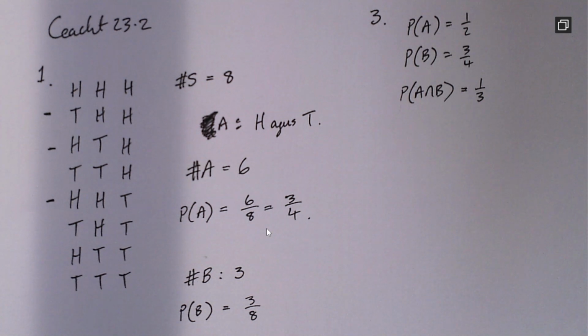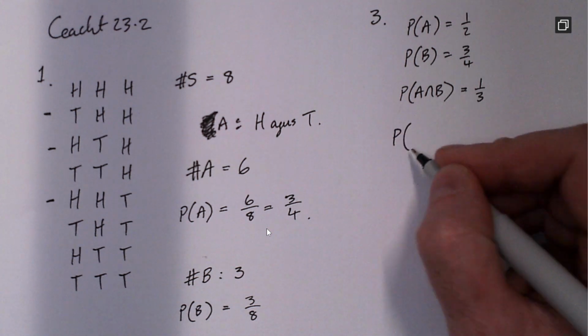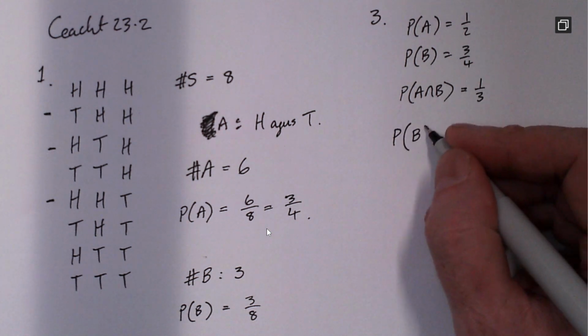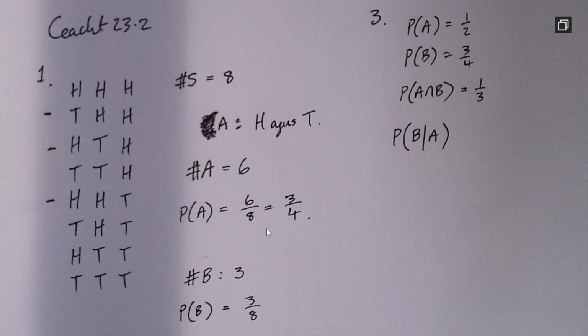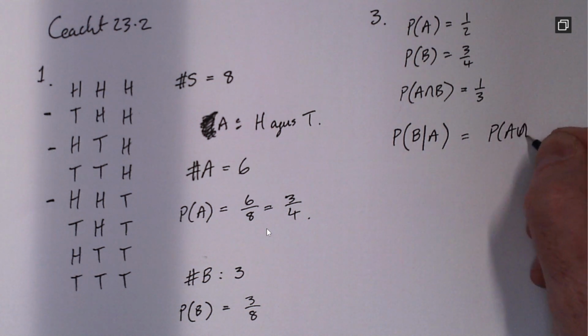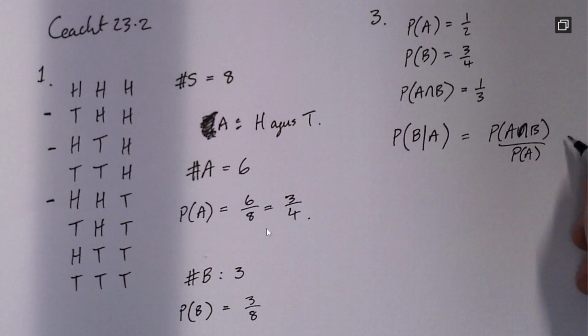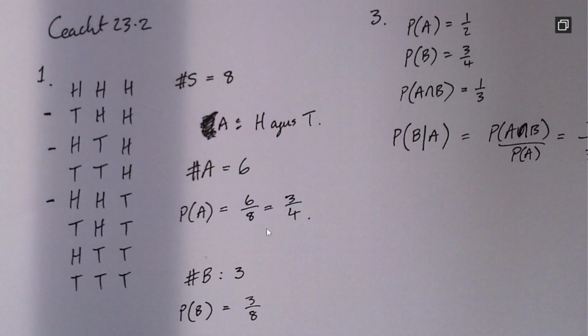Okay, so if a student passes test A, what is the probability that she also passes test B? So the probability that she passes test B given that she passed test A. This is the probability of A intersection B divided by the probability of A.